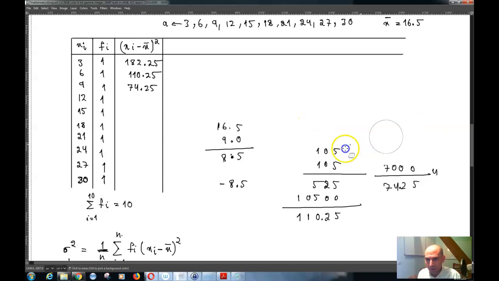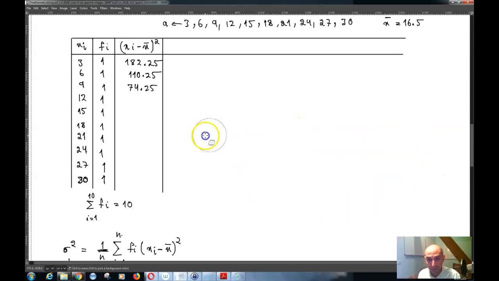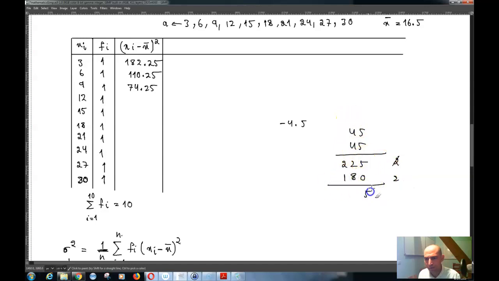The next number that we have is 12 minus 16.5. That's negative 4.5. Now 45 times 45 is equal to, 5 times 5 is 25, and so on. So you get 2025 with 2 decimal places. So you get 20.25.